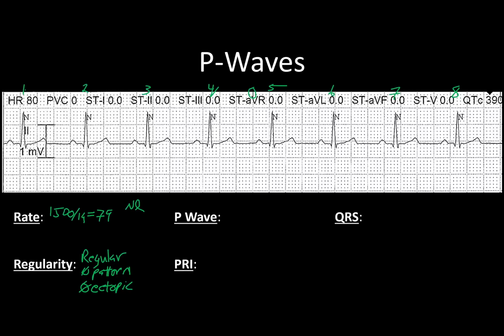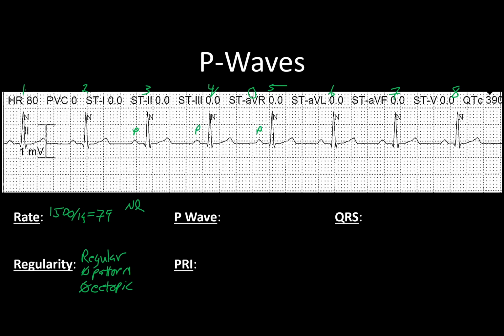Okay, now the P waves. You will find that the P waves and the PRI are the two most important items in really figuring out what most rhythms are, particularly when subdividing things. So it's worth taking extra time to really focus in on this part. So what are the P waves? Where are the P waves? Well, let's mark those out first. Let's just start right here. That's a P wave.